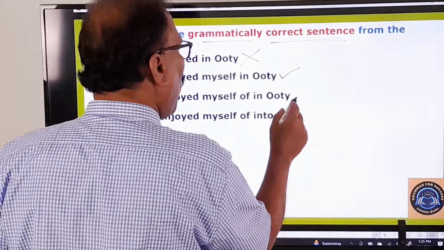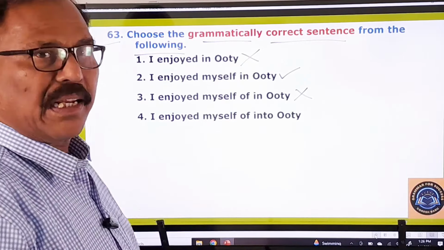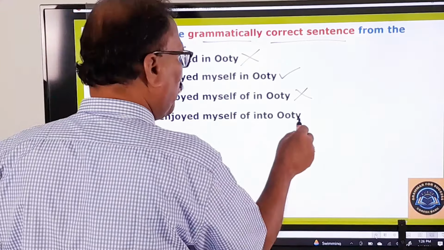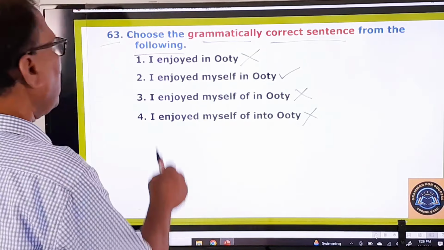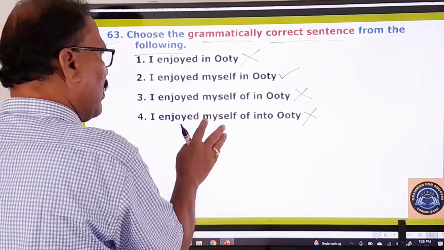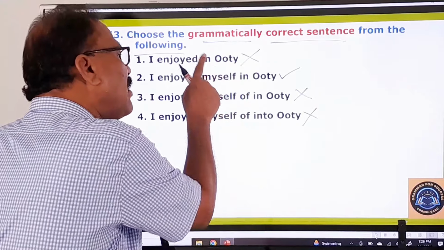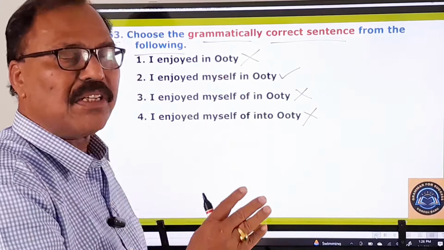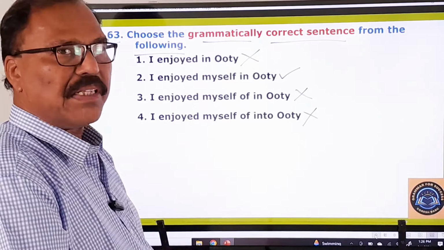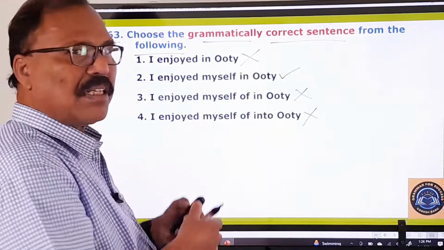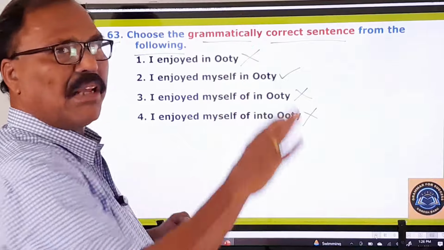And "I enjoyed myself off in Ooty." This is also not a grammatically correct sentence. "I enjoyed myself off into Ooty." This is also not a grammatically correct sentence. So here the first one, third one, fourth one are wrong, and only the second one is right. And here, why this is right and why these are wrong, that thing you have to learn from this question. Because if I simply say this is right and all others are wrong, what fun is there in my teaching you these things? There's no meaning at all. That's why I must tell you the reason behind this question.